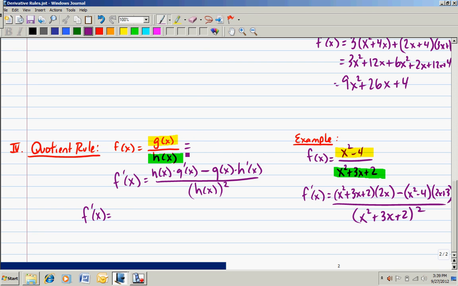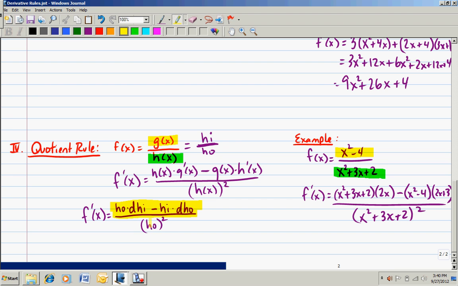Okay? Another way of thinking of g of x over h of x is a high function over a low function. Instead of saying high over low, we're actually going to say high over ho. And you'll see why here in a second. So f prime is going to be the same as ho times the derivative of the high function minus the high function times the derivative of the ho function, all divided by the ho function squared.